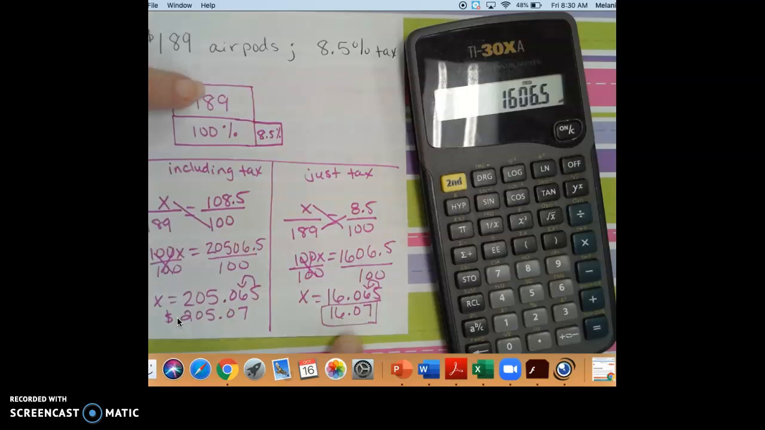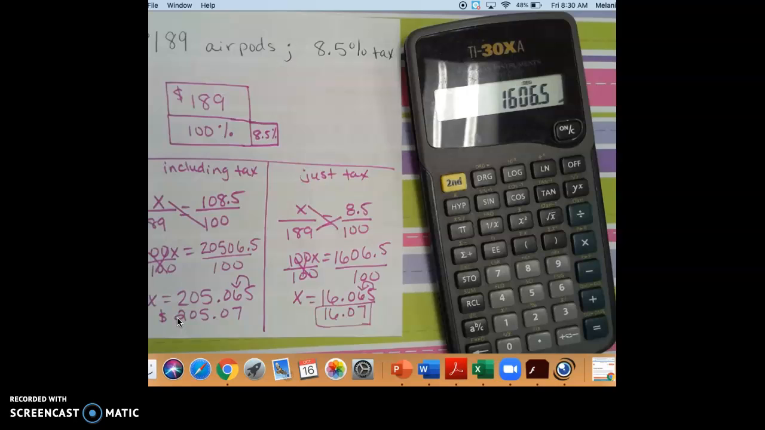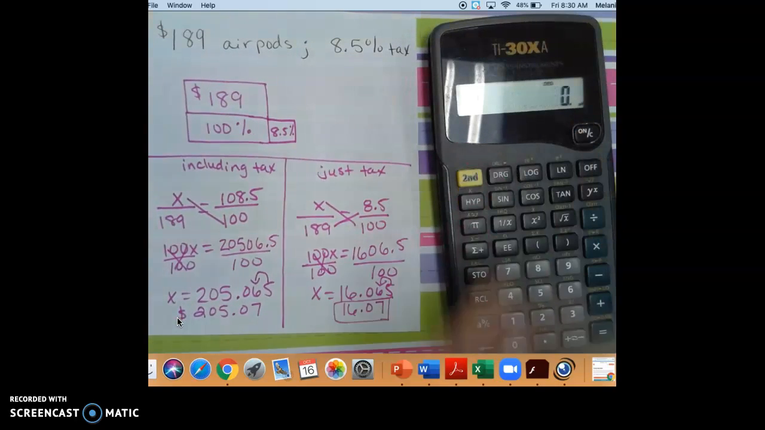So if we added this and this, remember, we're going to come back and get this answer. So that's two different ways of looking at it. Some questions are going to ask you just tax, and some are going to ask you for the full price. Now we're going to practice this for two days, and then I'm going to show you another way to think about it. So hopefully this makes sense to you, and I hope you're getting lots of right answers when you try this in just a few minutes.